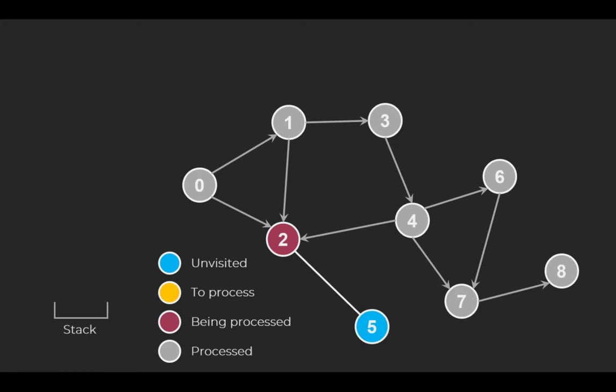From vertex 2, there is only one edge left to explore, the edge from 2 to 5. Vertex 5 is unvisited, so we push it to the stack. We are done with vertex 2, and we pop the element at the top of the stack. Vertex 5 has no unvisited outgoing edge, so it is a dead end. The stack is now empty, and we don't have any vertices being processed. We have finished our depth-first search traversal.